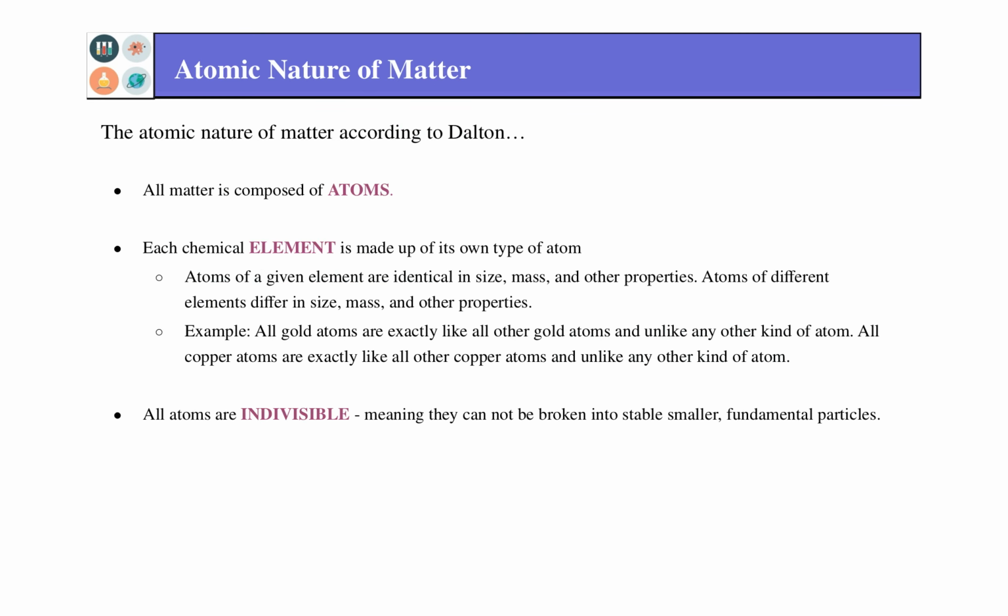In his theory, Dalton said that all matter is composed of atoms, and that each chemical element is made up of its own type of atom, meaning that atoms of a given element were all identical in size, mass, and other properties, but also that atoms of different elements differed in size, mass, and other properties from one another. So all gold atoms were exactly like all other gold atoms, but unlike any other type of atom.